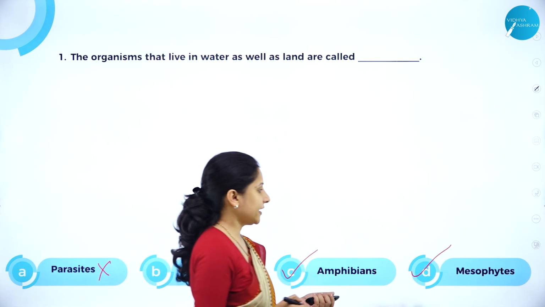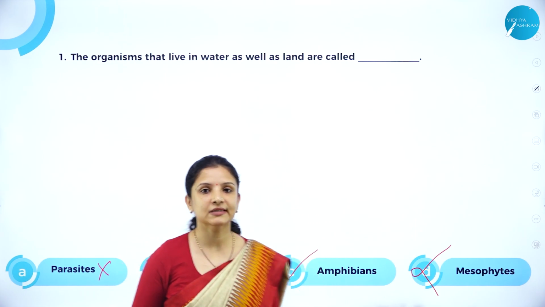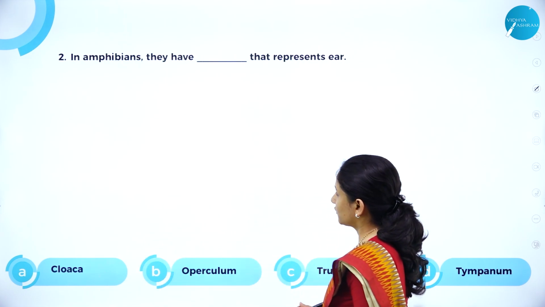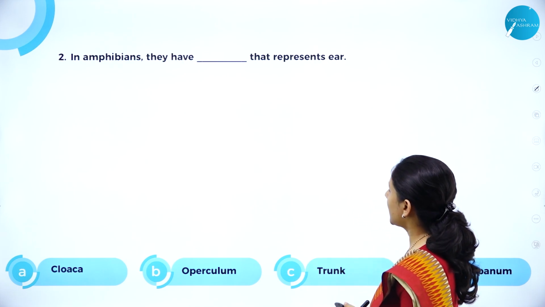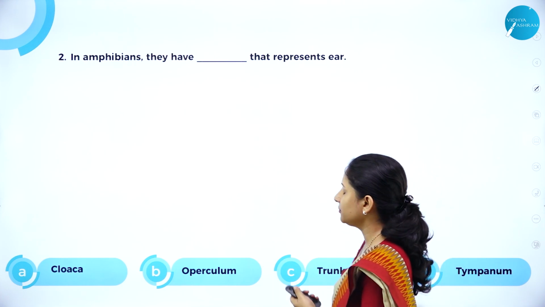So amphibians is the right answer. So is it mesophytes? No, it's not mesophytes. Mesophytes is the wrong answer. The right answer here is amphibians. Next question. In amphibians, they have a dash that represents the ear. Is it cloaca, operculum, trunk or tympanum?